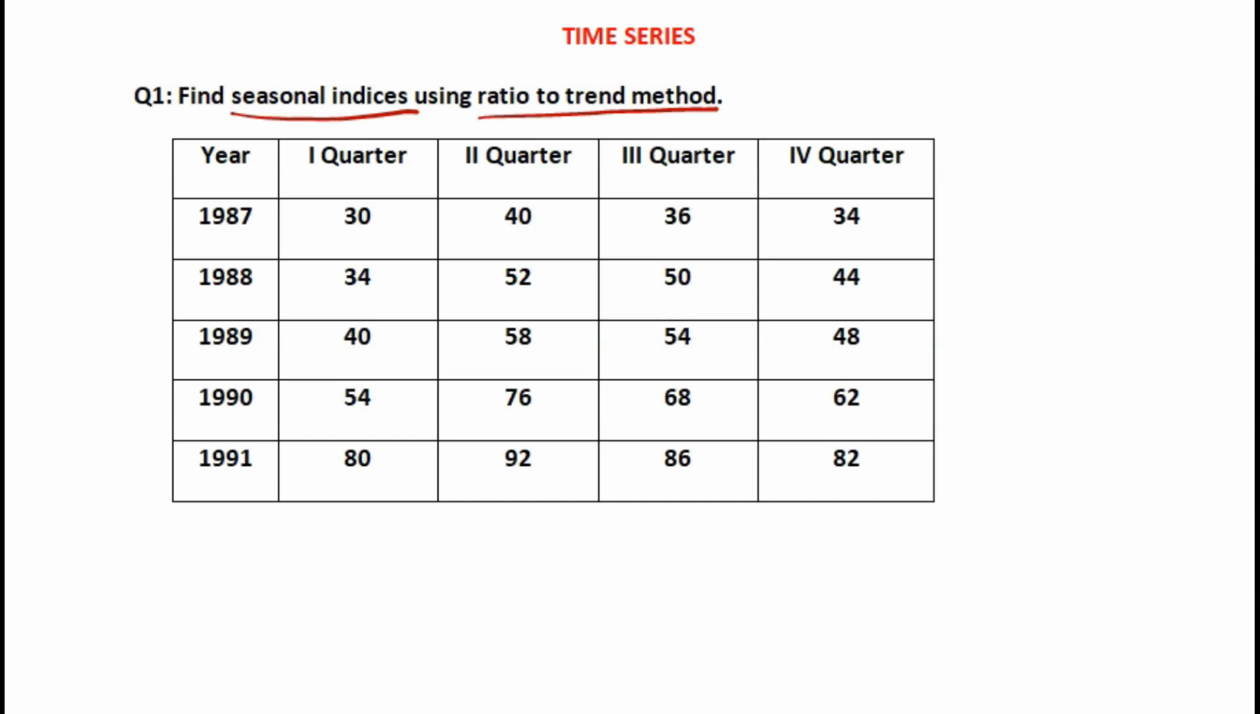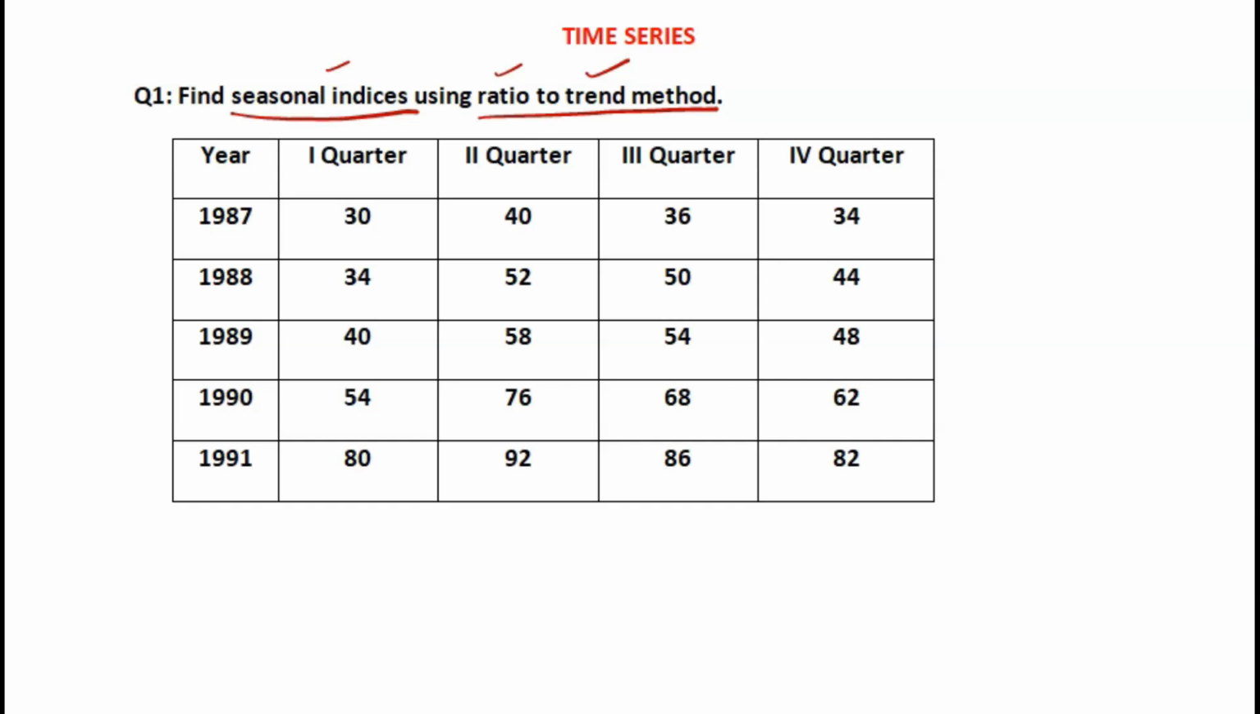As the name says, ratio to trend method, that means first we have to find out the trend values, and then we will find out the ratio, and then finally the seasonal index. These steps we have to follow. So first we will find out the trend. For finding the trend, what do we have to do?